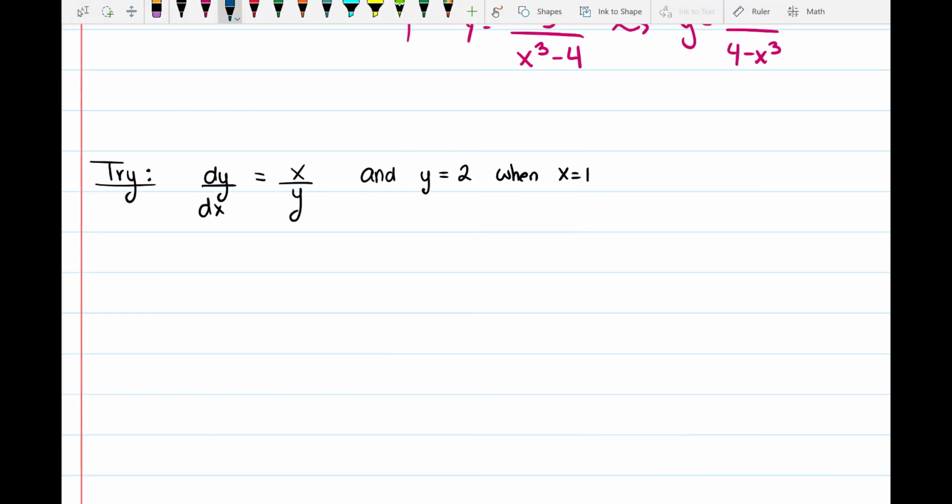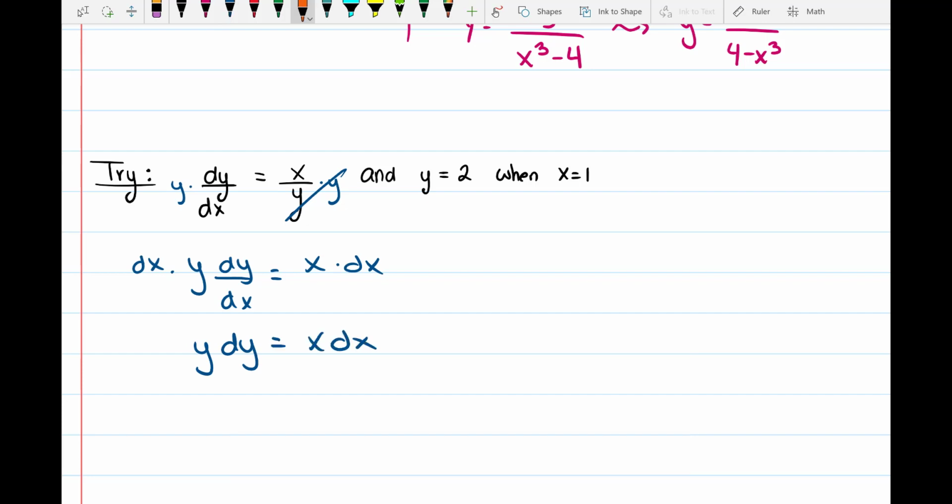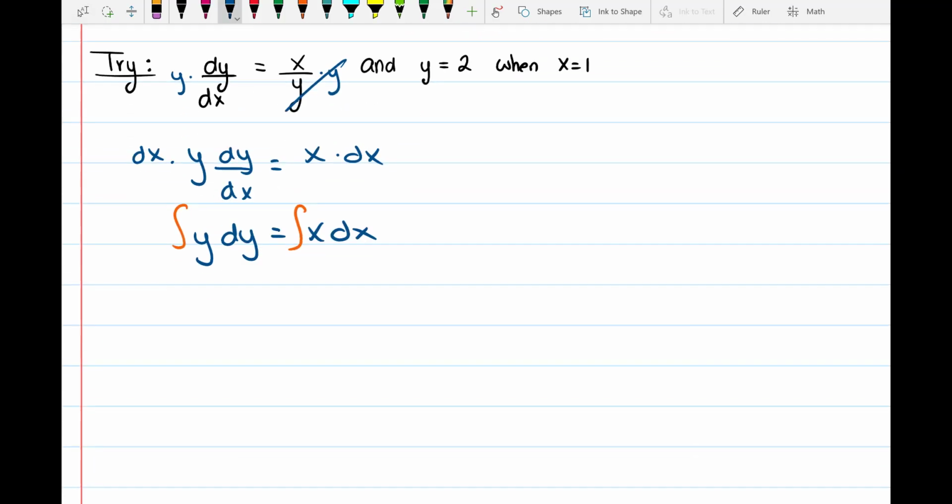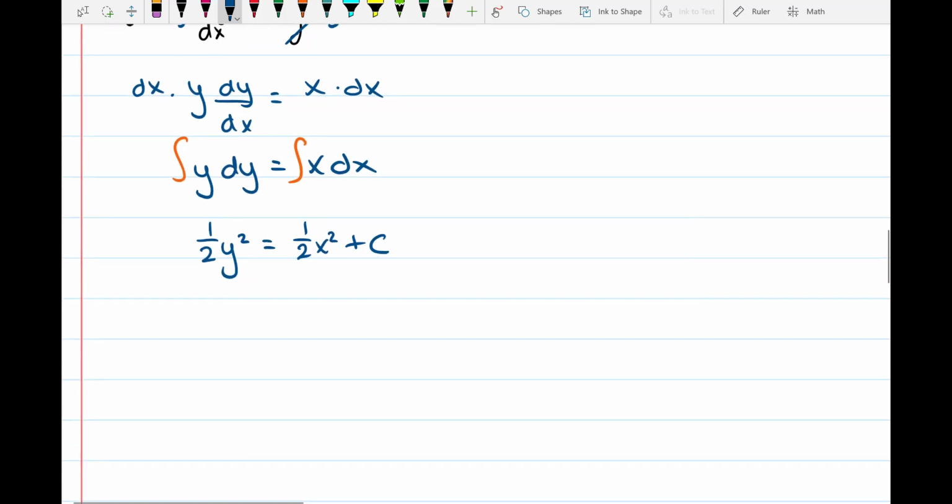So the first step, I'm going to multiply both sides by y, and I get y dy/dx is equal to x. These are going to cancel. Then I'm going to multiply both sides by dx and get y dy is equal to x dx. The next step is to integrate. So we integrate both sides, and we get 1/2 y squared equals 1/2 x squared plus c. And if you want, you can multiply both sides by 2. We're not going to do that yet. I like to plug in my value, but it wouldn't make a difference.